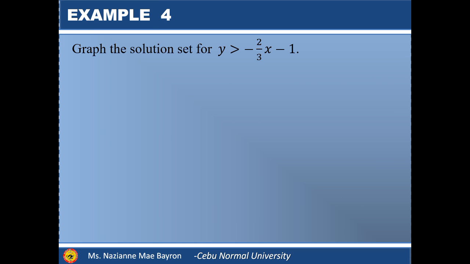Next, graph the solution set for y greater than negative 2/3 x minus 1. Graph the inequality as a linear equation. Since the inequality is non-inclusive, use a dashed line or a dotted line.